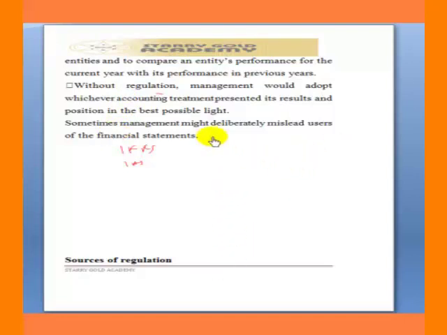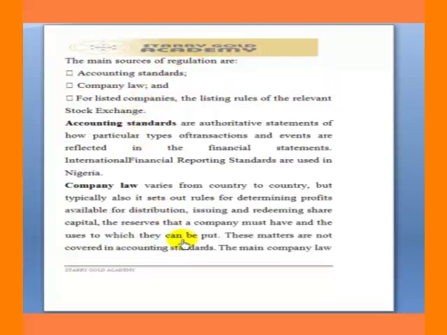Having discussed this, the next thing I want to discuss is what the sources of regulation are. What are the sources of regulation? Now, basically there are three main sources of regulation. The first one is the accounting standards. These accounting standards are made up of our IFRS, our IAS, our IFRIC and SIC, and finally our conceptual framework, which I'm going to discuss in detail. So those are what make up our accounting standards.